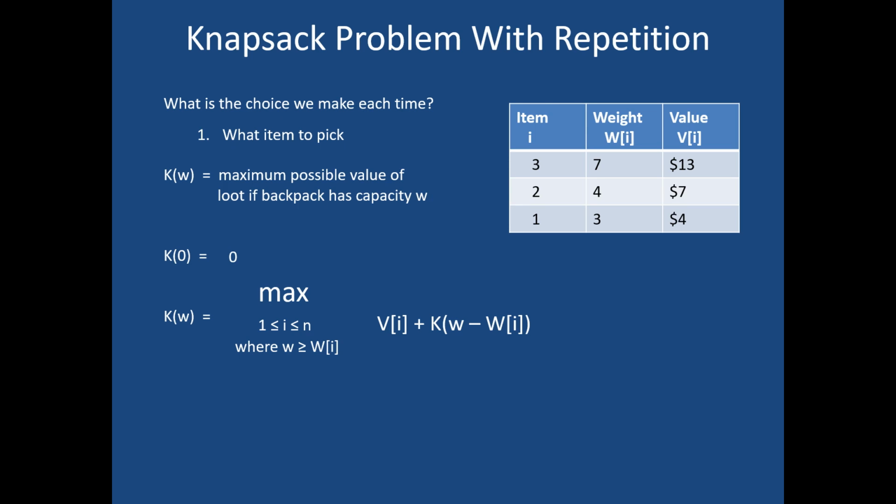So for each row in that table, you compute this. You take the max, and that's the best you can do. In our case, n is 3, so we're going to be taking the value of item 1, which is 4, plus, let's say little w started out as 20. This expression would be 4 plus k of 17. And the next expression, next i is 2, so it would be 7 plus k of 16, and then we would have 13 plus k of 13. So we would have 3 recursive calls to make. We take the max of all 3, and that's our answer. We try all the possibilities.